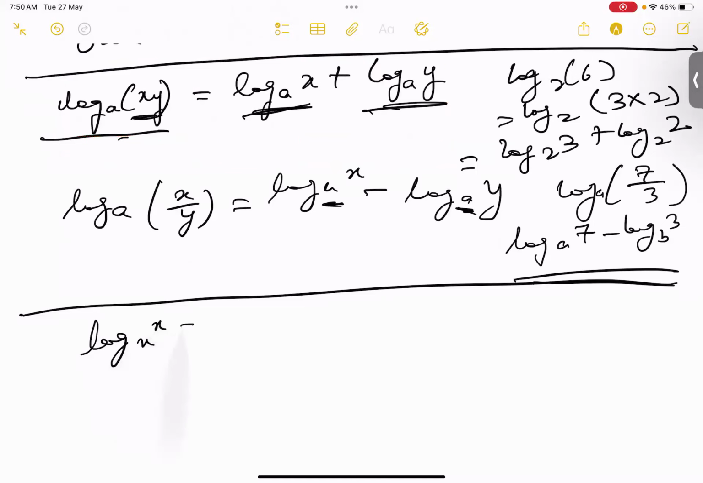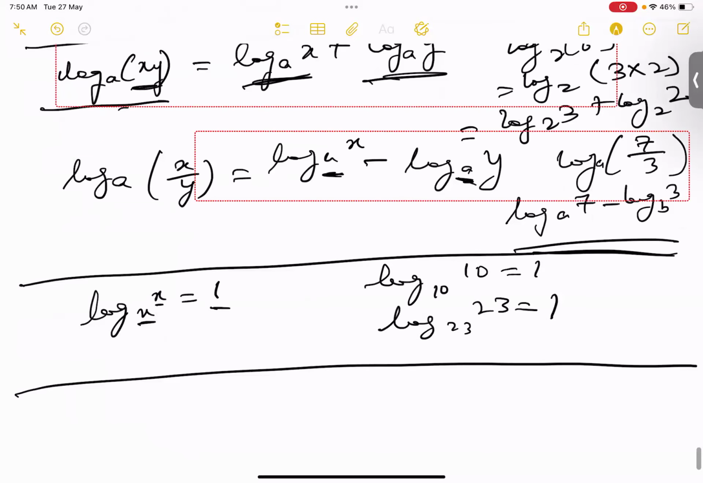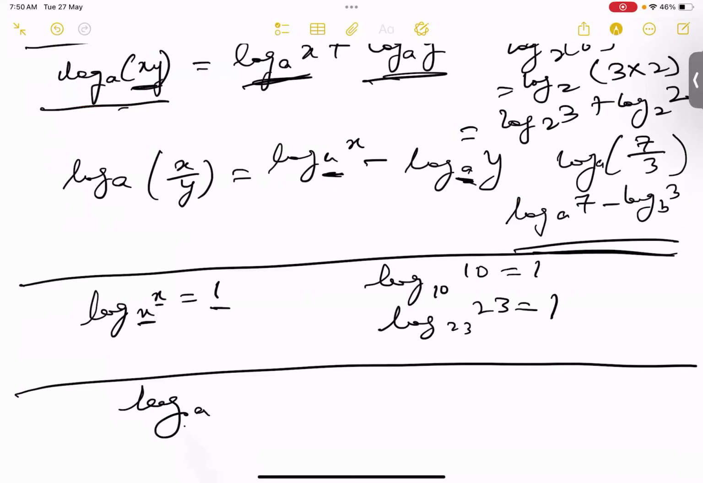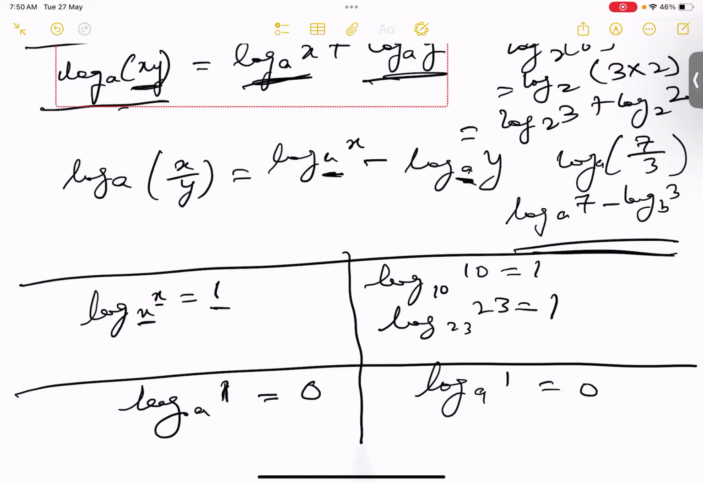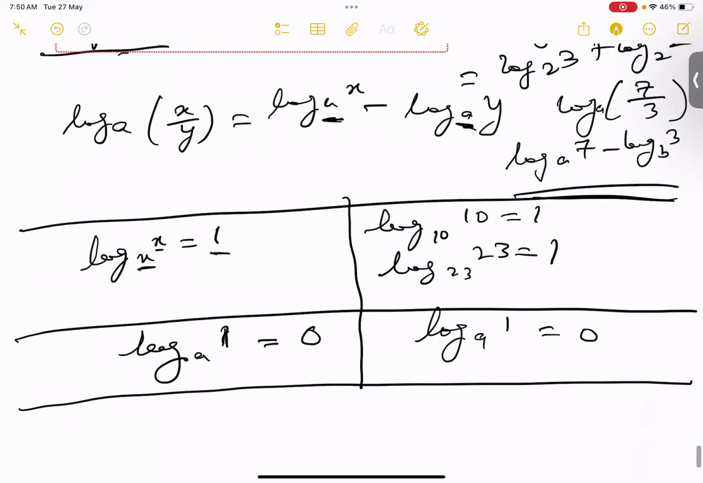Now, log base a of a is equal to 1. If the base and the number have the same value, then the log becomes 1. For example, log base 10 of 10 will be 1, or log base 23 of 23 will be 1. This is the third formula. For the next one, log with any base of 1 is equal to 0. So log base 9 of 1 will be 0. These are examples. This is the fourth formula.